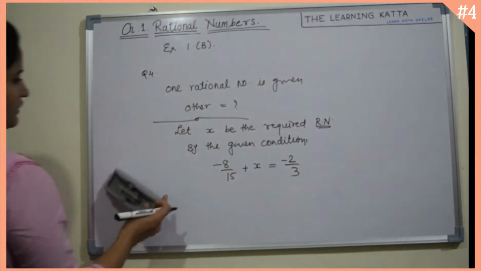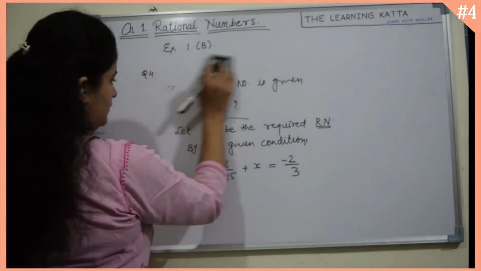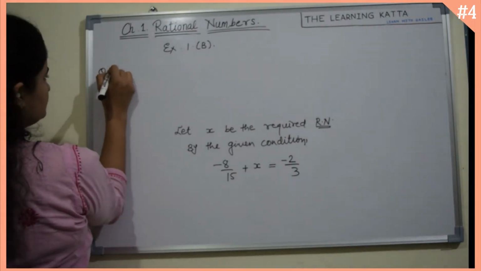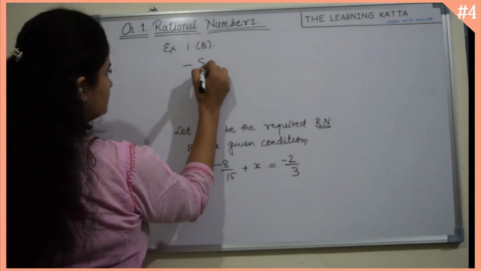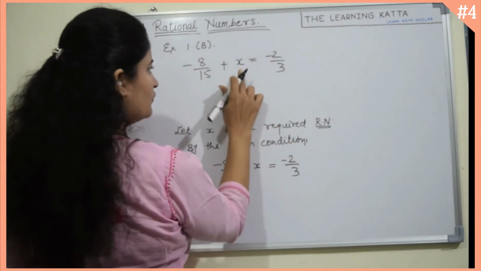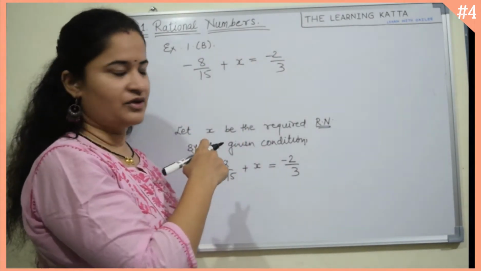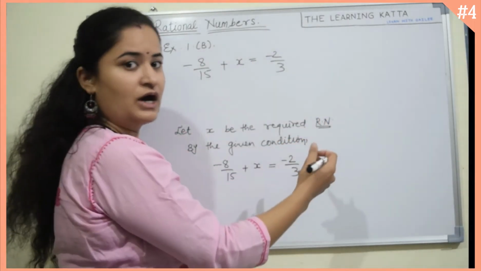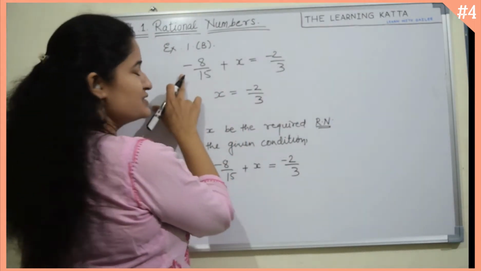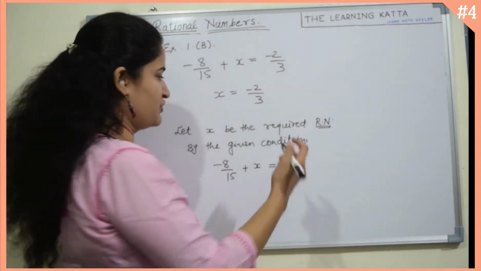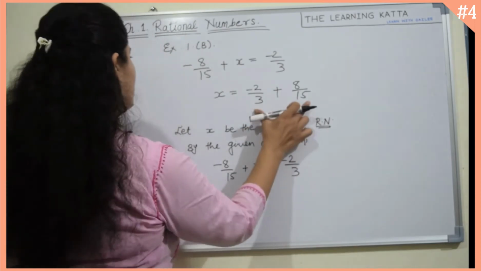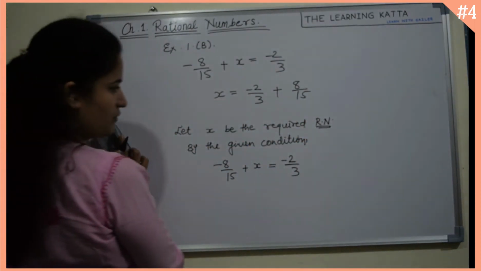Now how to solve it? It's very simple. I'm solving it here. Now we have to find x, so I'll let it be on the left hand side. Minus 8 by 15, I'm going to move it to the other side. So that becomes x is equal to minus 2 by 3. Now this minus 8 by 15 becomes plus 8 by 15. Whenever we change the side, we change the sign as well. Right? So this is what you have got. Now this is plain simple addition of rational numbers. Right?